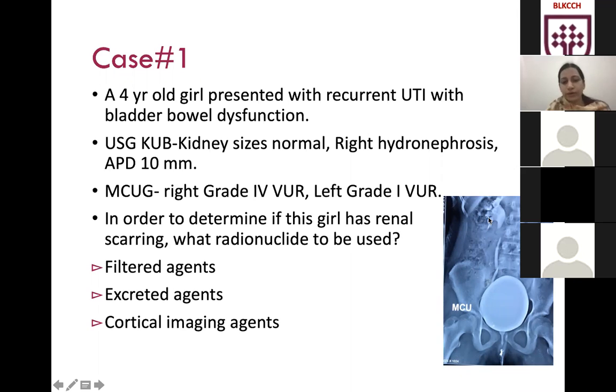So in order to determine if this girl has renal scarring, what radionuclide to be used? As I've already mentioned, there are 3 categories: filtered agents, agents excreted by the renal tubules, and cortical imaging agents. Anyone from the residents, which agent do we use here? And we want to detect renal scarring, whether this child has renal scarring.